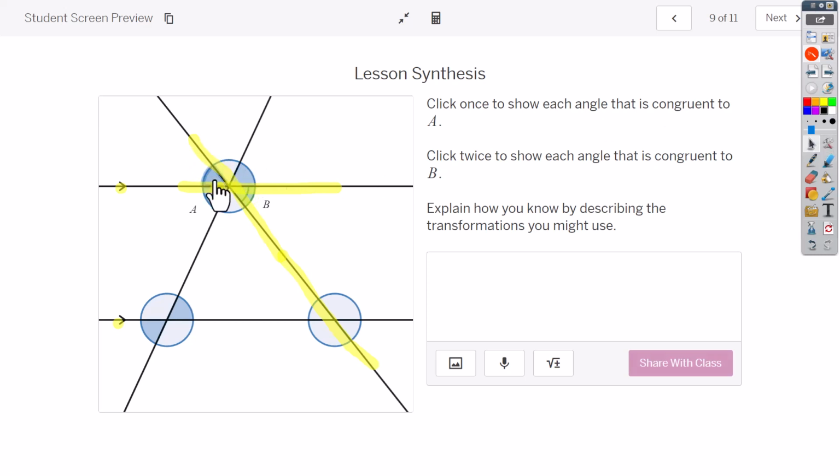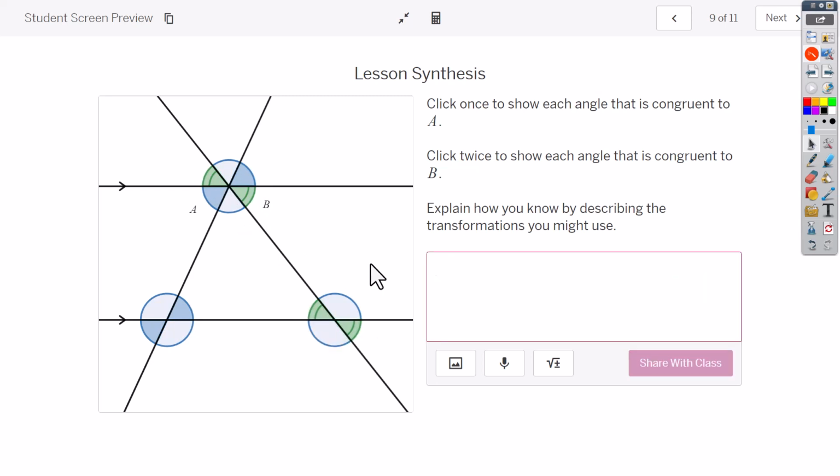So angle B, told me to double click on that. There's angle B. Think what would happen if we slid this, or translated it, all the way down. It's going to be a small angle. Make sure it's double clicked. So B is down here, and the vertical angle to that as well. All right, so we found all the measures that are congruent to angle A and all the angles that are congruent to angle B.